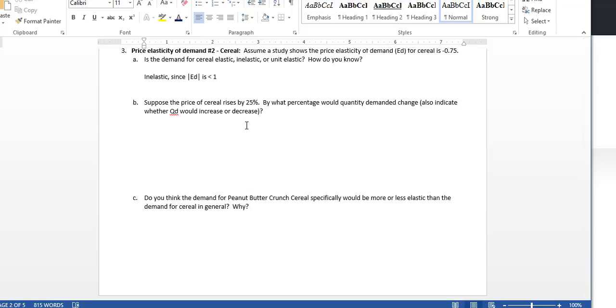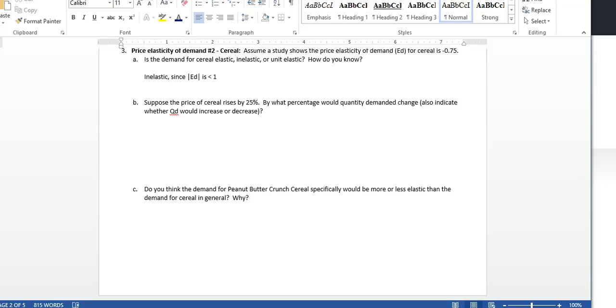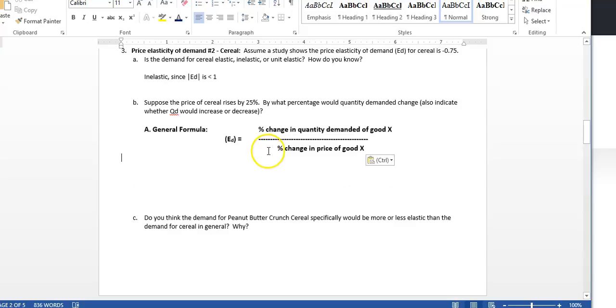Again, if you didn't try it yet, pause the video and then come on back. Basically, we're going to use our good friend, the midpoint formula. I'm sorry, actually we don't even need that here because we don't have the actual prices and quantities, but we do have the percentage and we do have the elasticity. So this is a bit easier. We're just going to use the general formula for price elasticity of demand: percent change in quantity demanded over percent change in price.